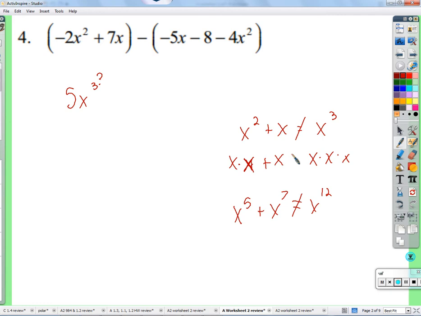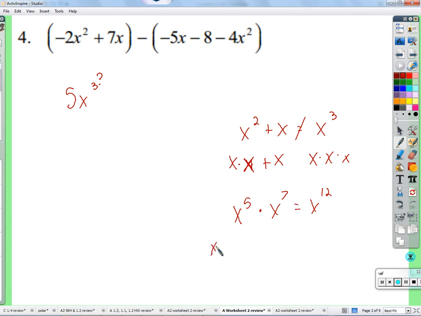Could I change just a little something on this side and get x to the fifth and x to the seventh to go together and make x to the 12th? Is there just a little thing that I could change? Tyler? The addition to the multiply. Let's just change that. Of course, it's not at all the same as what it was, but now these do combine. When we multiply it all together, they are equal.